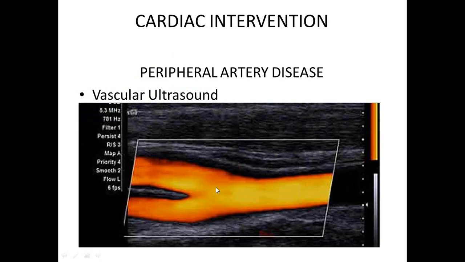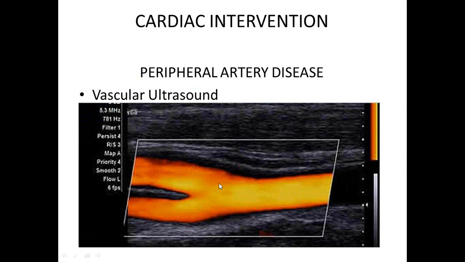So after you get your two-dimensional image, you can put color in, and you're supposed to get your nice flow, something looking like this. If the blood vessel is normal, you're going to get your nice laminar flow, and you'll see your color looking something like this. Nice, smooth lumen, no evidence of obstruction, no turbulence.